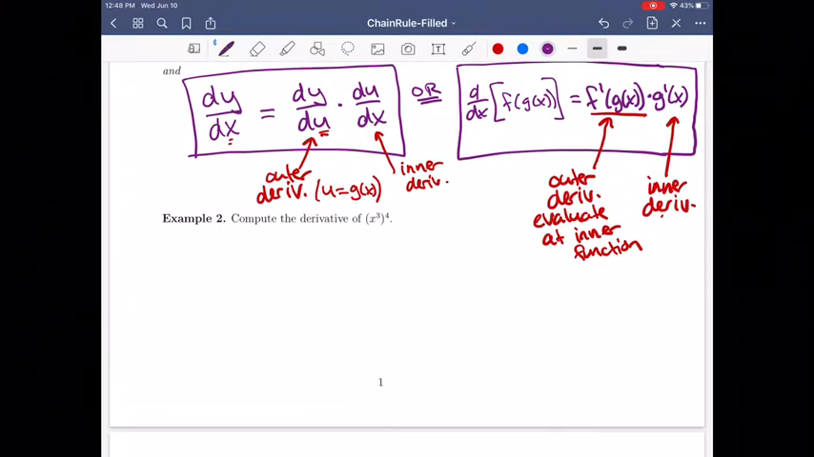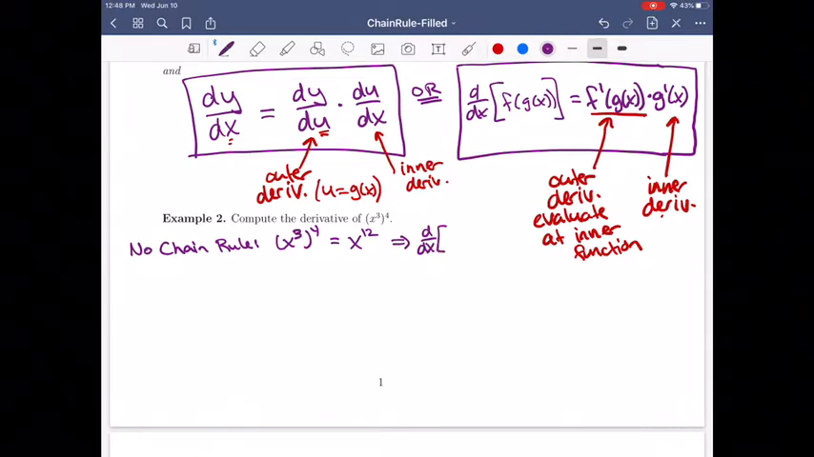So if I want the derivative of x cubed to the power 4, first of all, without using the chain rule, x cubed to the power 4 is x to the 12. You multiply those exponents. So that means that the derivative of this thing is going to be 12x to the 11. That's the power rule, we know that.